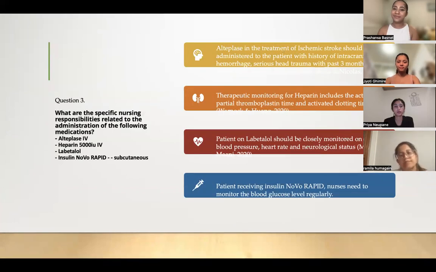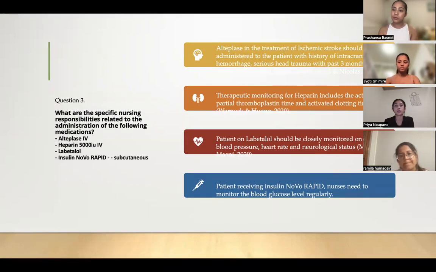Thank you, Prasansa. Now I'll be talking about specific nursing considerations for administration of drugs for Mrs. Finney. Alteplase is a thrombolytic agent which is used in the treatment of acute ischemic stroke. This medication is used to dissolve blood clots that have formed in the blood vessels.